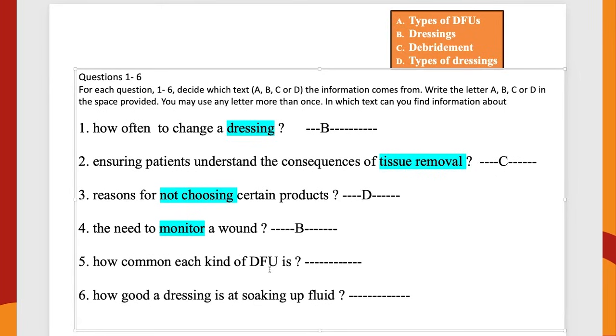How common each kind of DFU is? Kind, kind of DFU. Yes, type of DFU. A. Now, how good? Advantages. Where is it? D, type of dressing.